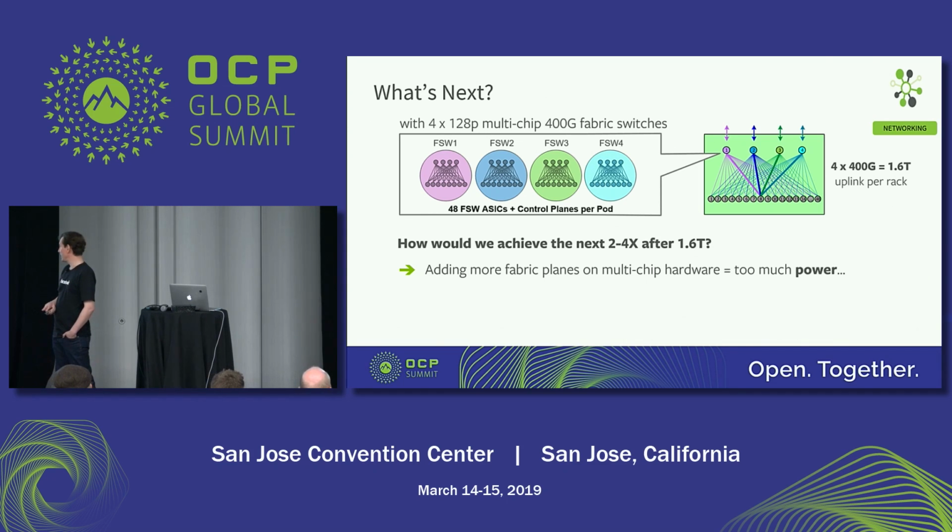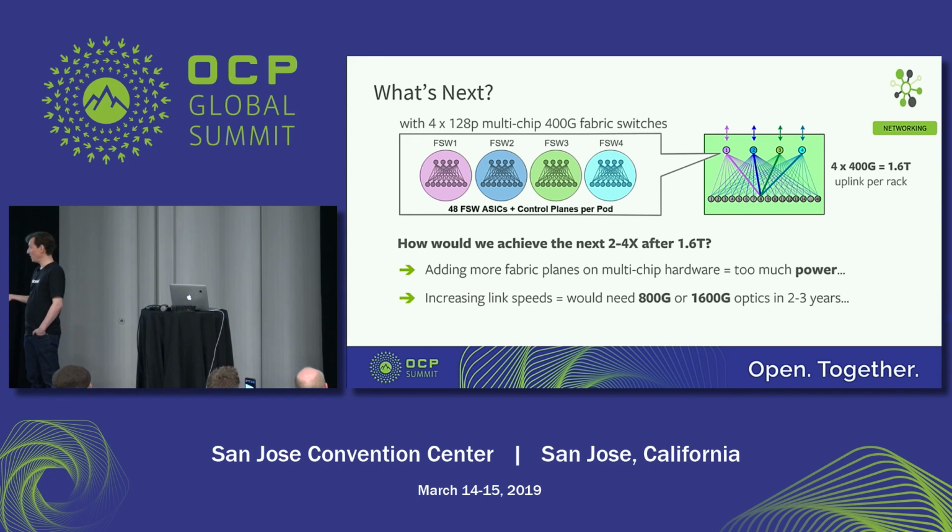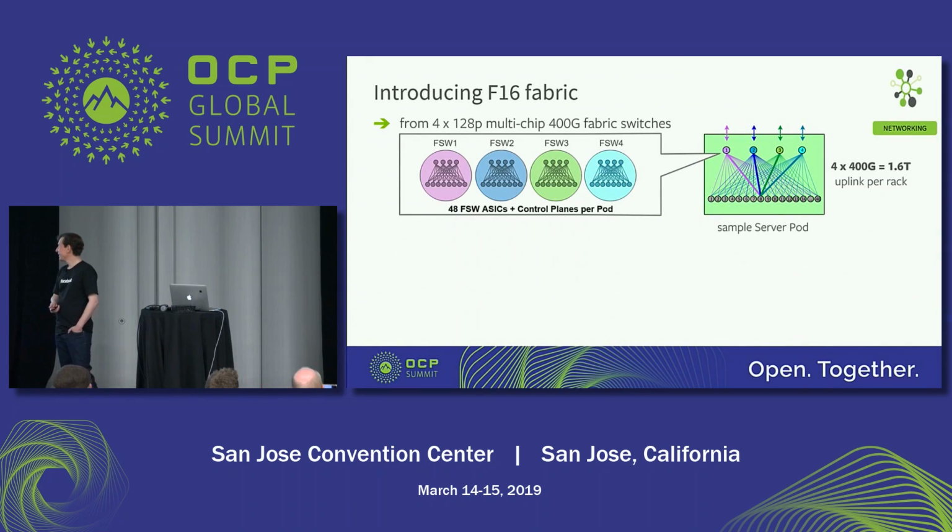Adding more fabric planes on this multi-chip hardware would require too much power for our liking. Increasing link speeds, does this mean that we will need 800 gig or 1.6T optics in a couple of years? We're just entering the 400 gig territory. So we rethought the whole network topology completely differently.